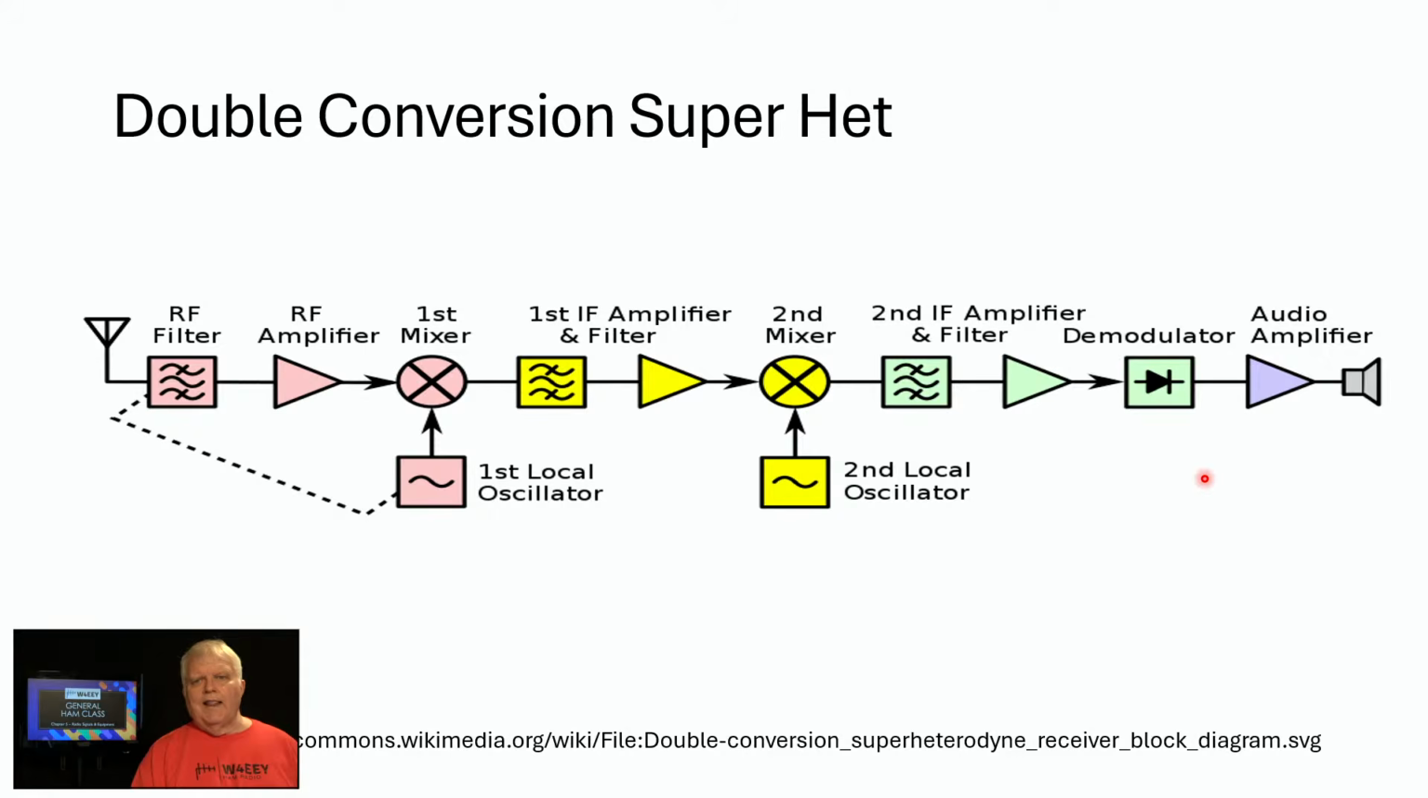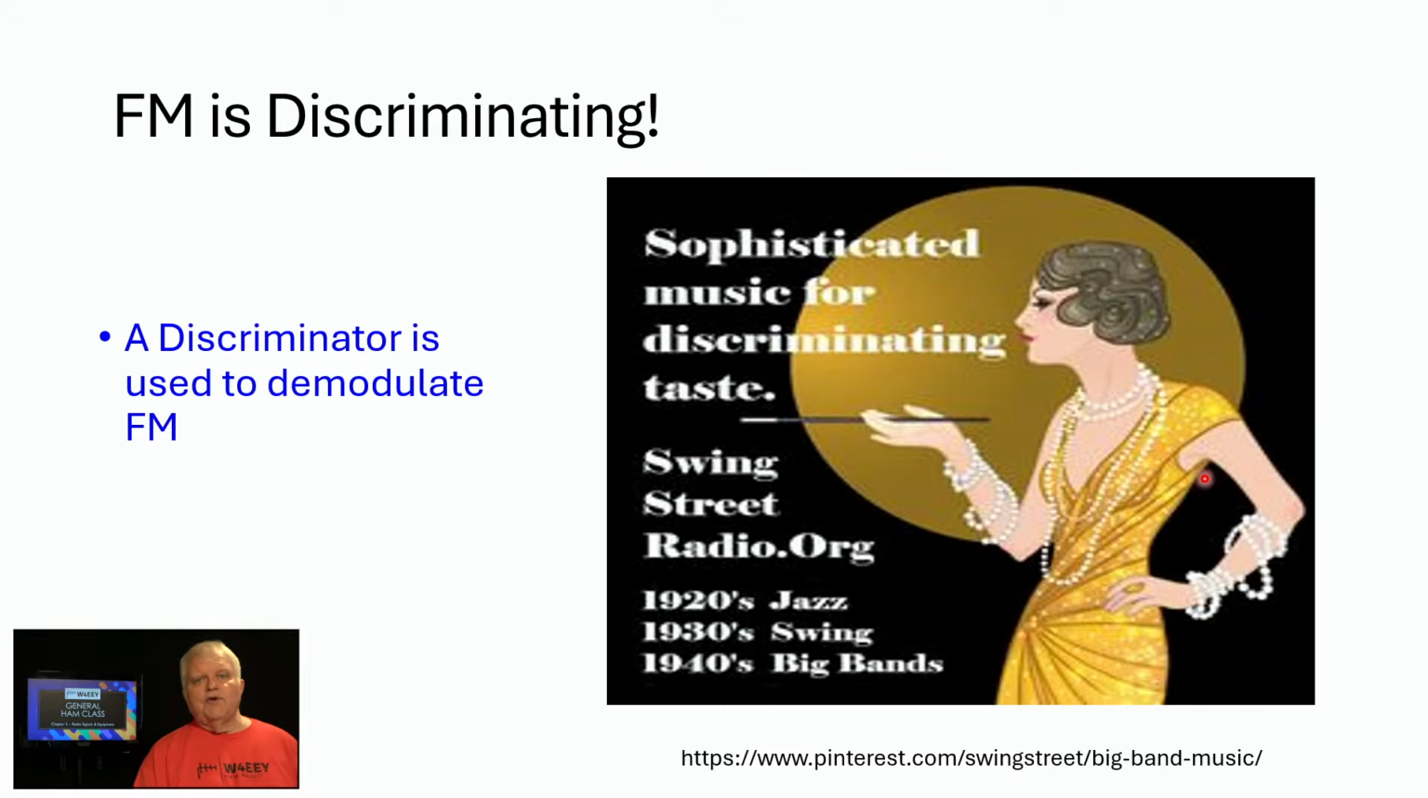I told you earlier I love FM. Well, I want you to know that FM is discriminating. At least they'd like you to believe that. The demodulator in an FM receiver is called a discriminator. And that is used to get the audio out of a varying frequency FM signal. So keep that in mind.